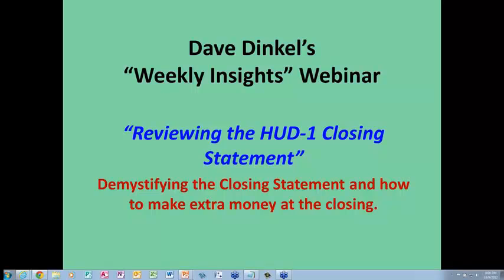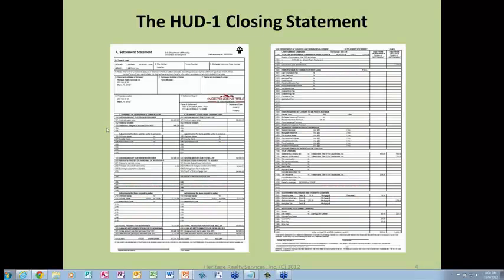Now, this is what the HUD statement looks like, and I'm sure that based on the definition of whatever screen you have, you can't see these numbers, but we're going to break them down into finite details. For example, we're going to break this down into parts and go through each part of it.